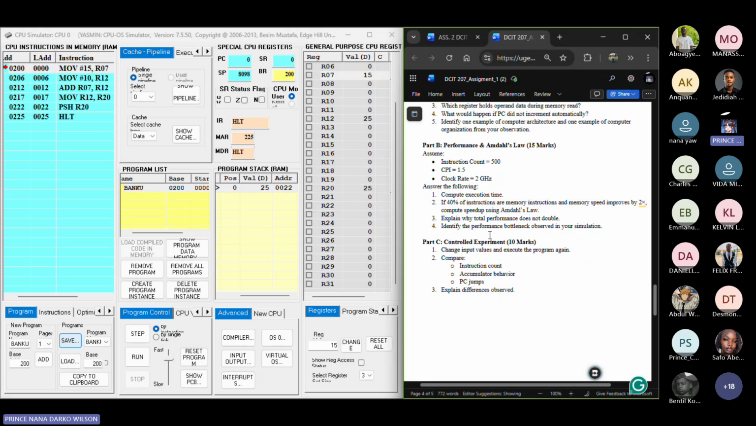Rephrase that in the best way you can, okay? May the good Lord be with you. Explain why total performance does not double. That's what we just talked about.